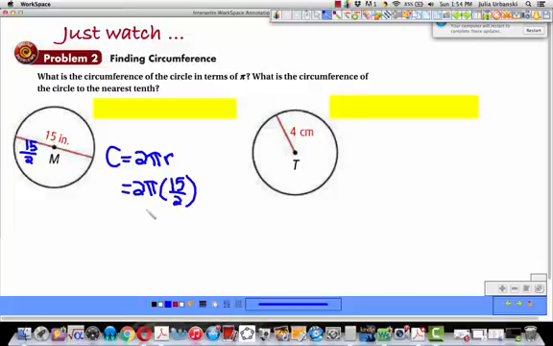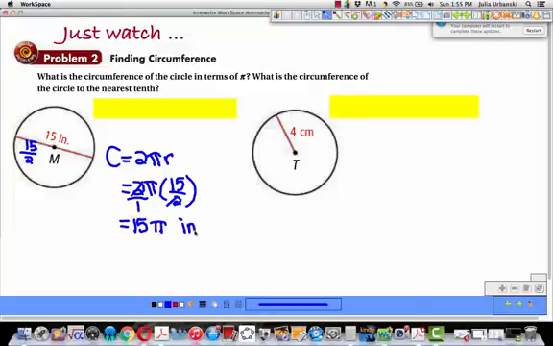So now as I'm trying to simplify this, all I do is think of that as 2 over 1. So the 2's cancel, and I'm left with an answer of 15 pi for the circumference. You'll notice that that's the same as diameter times pi, which is another formula. All right, so circumference, it's going to be inches.